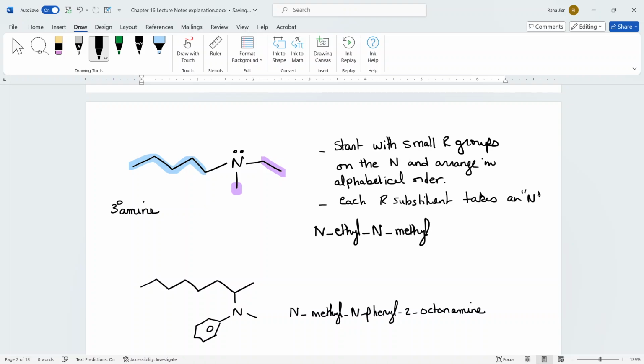And then I move on to name the third R group, which is the longest carbon chain, and that is going to be part of my ending. I am going to give the carbon that is connected to the nitrogen the lowest possible number. This is 1, 2, 3, 4, and 5. Paying attention that I have a 5 carbon chain in here. So that is going to be a pentanamine. So my ending is going to be pentane, drop the E. Here you go. It's a pentanamine in that case. So each R substituent takes N.